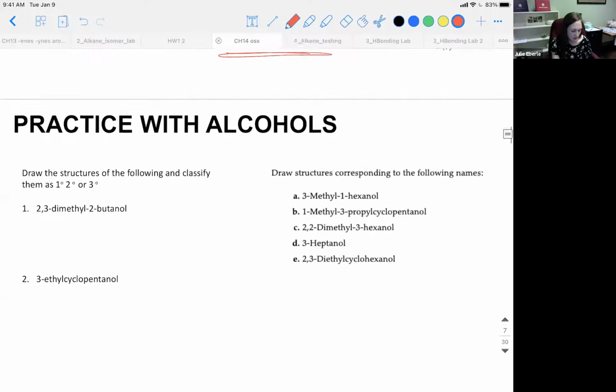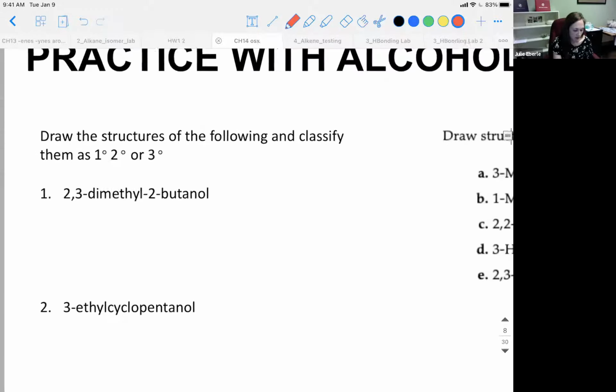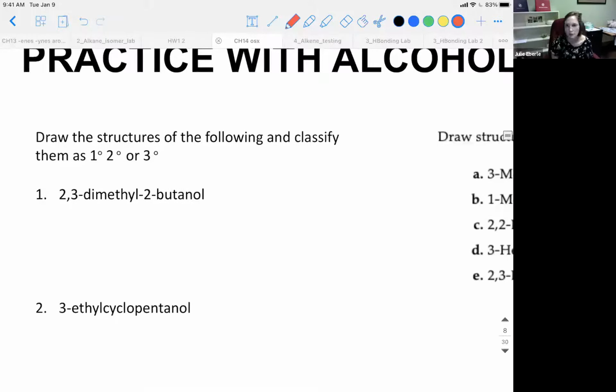Okay, let's do some things that are less simple. Let's take what we just learned. We're going to draw out the structure, and then I want you to tell me if it's a primary, secondary, or tertiary alcohol. So 2,3-dimethyl-2-butanol. If you're like, I don't even know where to start with this, here's where you start. Look at the parent name, butane. But indicates a 4-carbon chain. 2-butanol means that off of carbon 2, I've got an OH group.